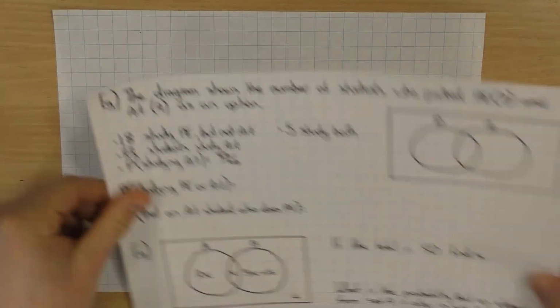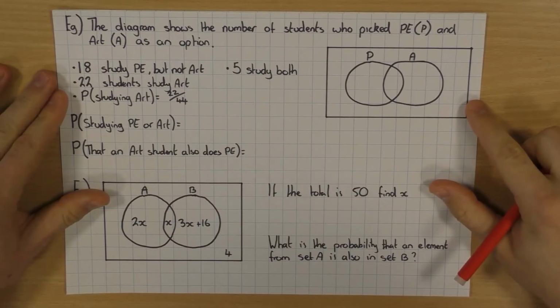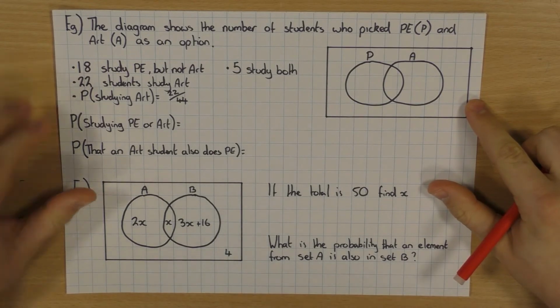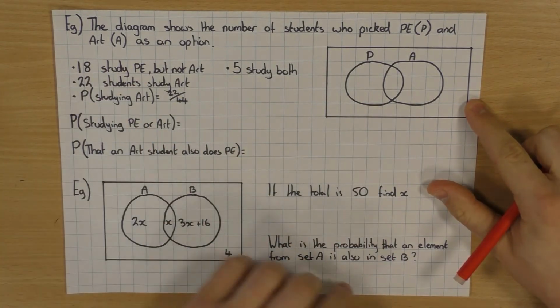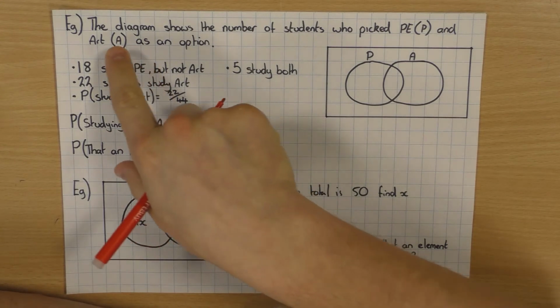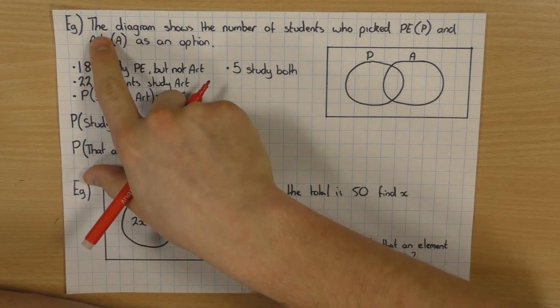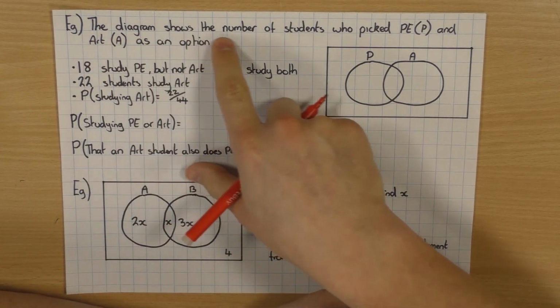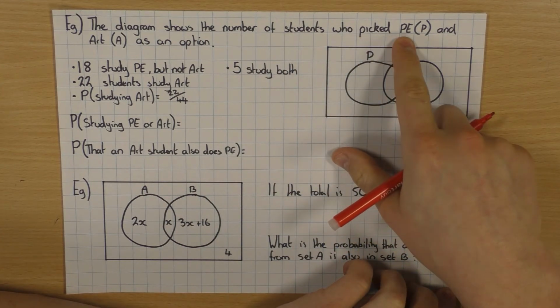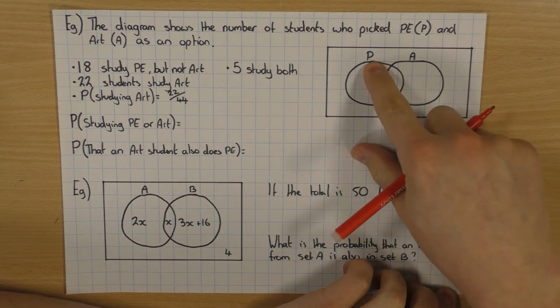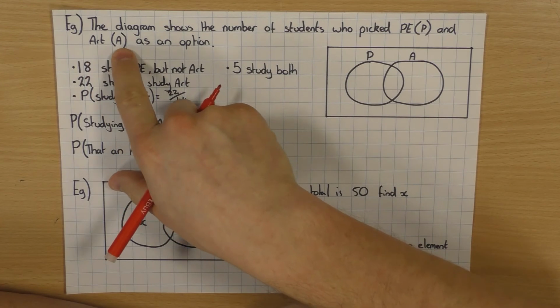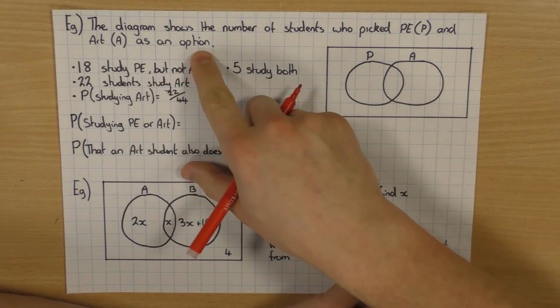Let me get my next sheet, which is this one here. Okay, so exactly the same thing. Got my Venn diagram and I need to fill it in. So this time I haven't got numbers. I've just been told a couple of things. Let's have a read. The diagram shows the number of students who picked PE, which we're going to represent by P in our Venn diagram, and art, A, as an option.